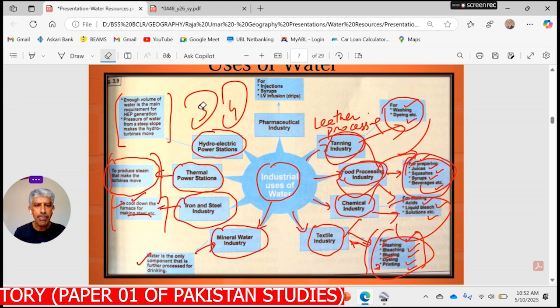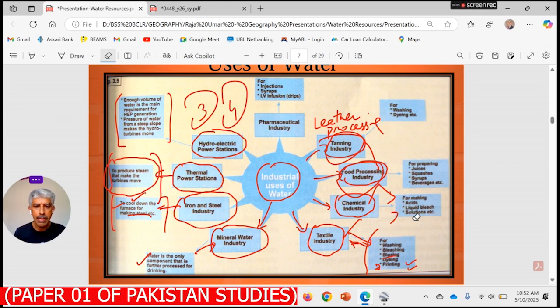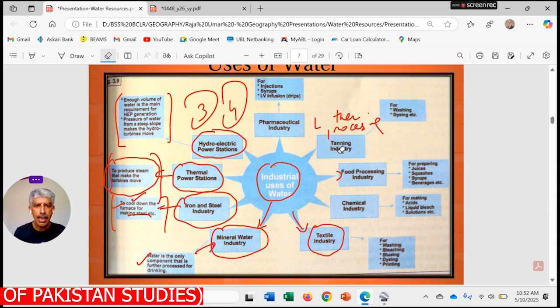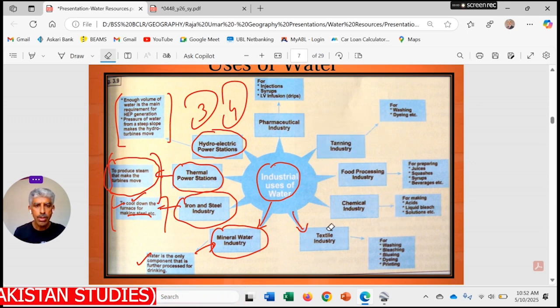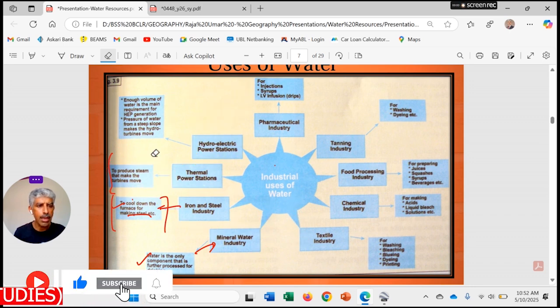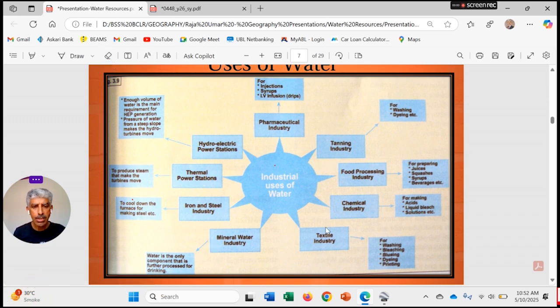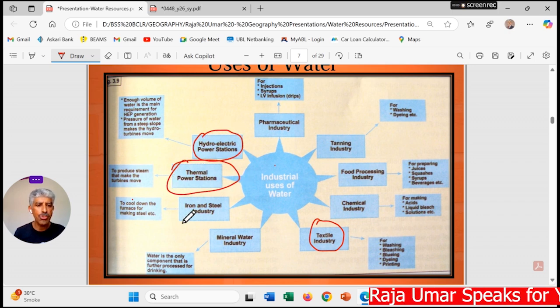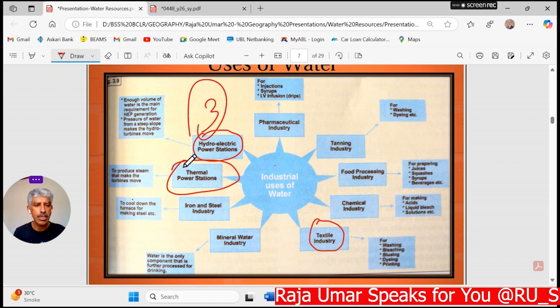So again, let me erase this so that I can clear up what is meant by explanation, development and description. If you're asked to describe the industrial usage of water, you can write any of the 3 points, like what? That water is consumed in the textile industry, water is also used in the hydroelectric power generation, water is also used in the thermal power generation. Just a description, just mentioning 3 points, and the description question would be over.